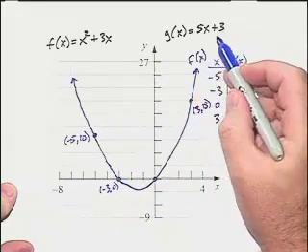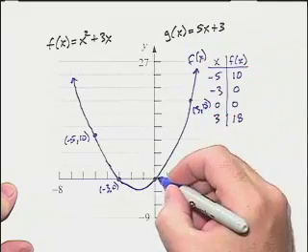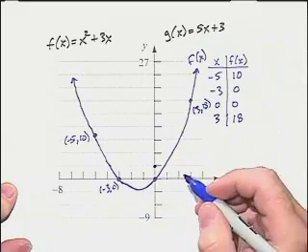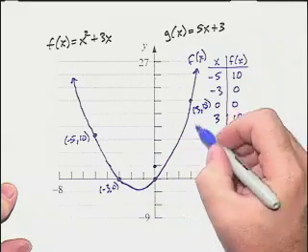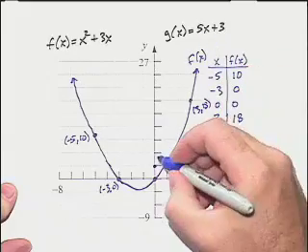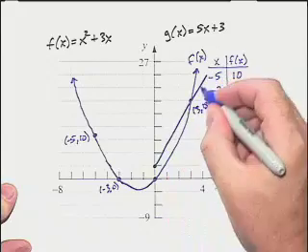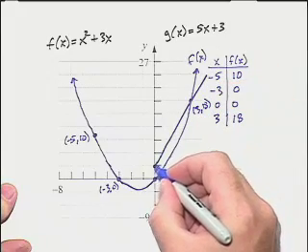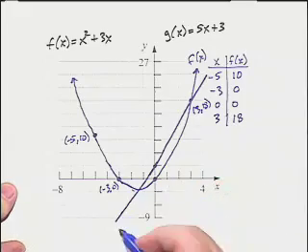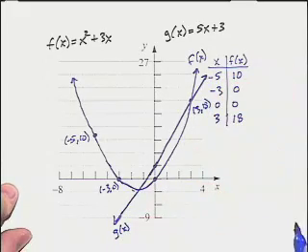G of x is a linear equation. So we've got a linear function here. The y-intercept is 3. And plot that. And we can pick one other point. Say x is equal to 3. If x is 3, g is 18. So we'll connect these 2 points. And that's the graph of g of x.